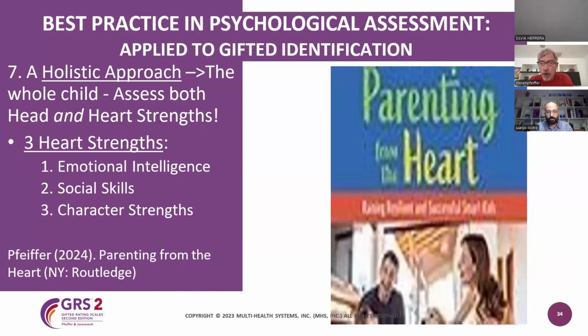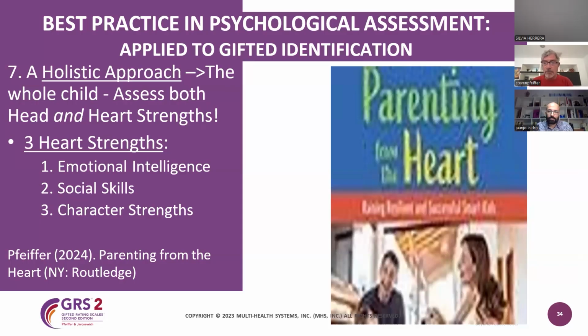So in my Parenting from the Heart, my heart strengths, we should look at emotional intelligence, social skills, and character strengths, those 3: emotional intelligence, social skills, character strengths. They're real important personality factors that go into the likely success of all students in the schools, including high ability gifted students. So I think a holistic approach, looking at the whole child, not just their head strengths, but their heart and soul strengths, gives you much more valuable information in determining which students are going to benefit most from gifted programs. So if this makes sense to you, hopefully you'll take some time to read my book.